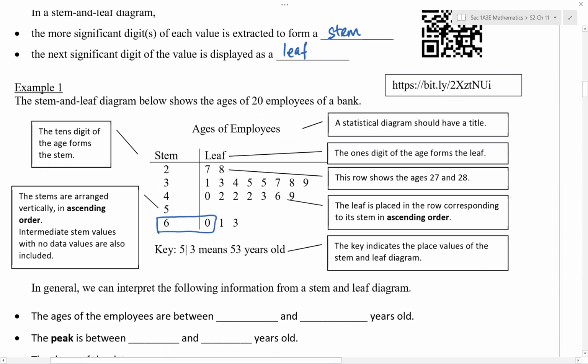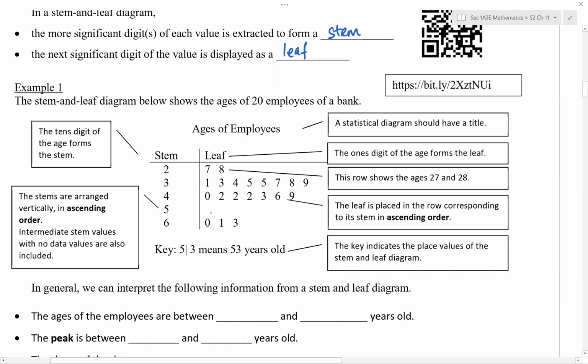So for example, if we have 6 with a vertical line with 0, it implies there is a person who is 60 years old. And then we have another person who is 61 years old, another person 63 years old, and so forth. The key in this example shows 5 with a line 3 means 53 years old. Now this is just a key, but there isn't anybody with age 53 in this particular diagram.